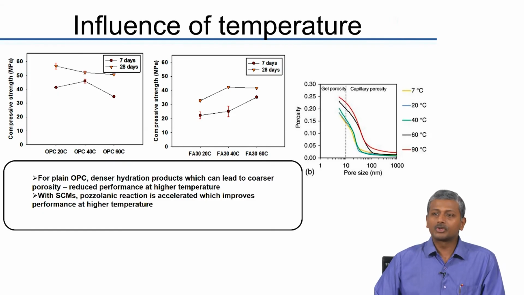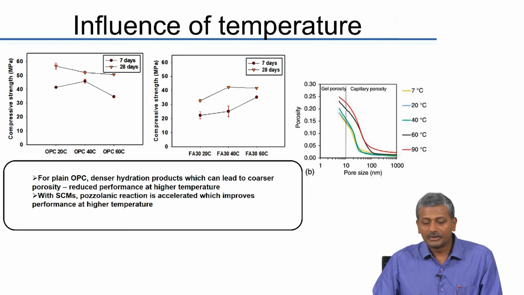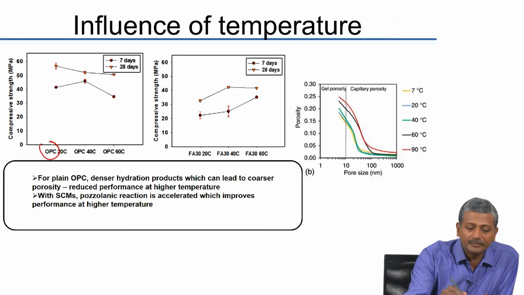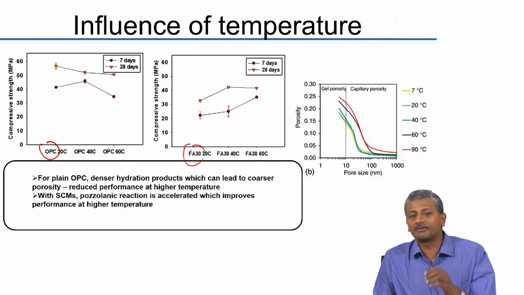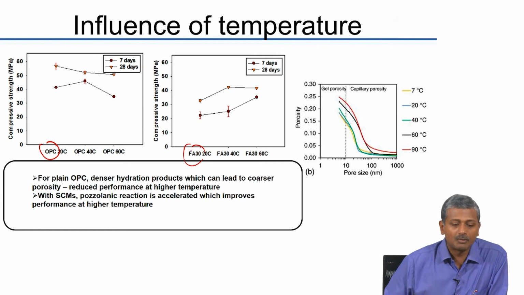Now, just to show this effect of the influence of temperatures, these are cement mortars that were cast with different types of cements. Here you have an ordinary Portland cement, and here you have a fly ash based cement where 30% fly ash is present. Okay, so let us see what happens here.